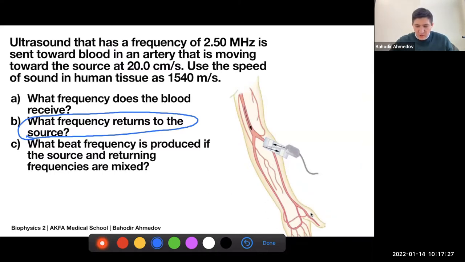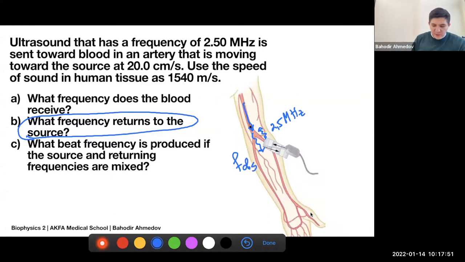So here's the transducer. We're going to point it in the direction of the artery where the blood is moving towards the transducer. So some signal is sent at a frequency of 2.5 megahertz, and I would like to know what frequency I'm going to observe. What is the observed frequency? Could you please calculate this?